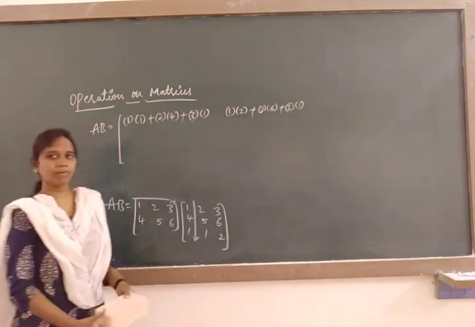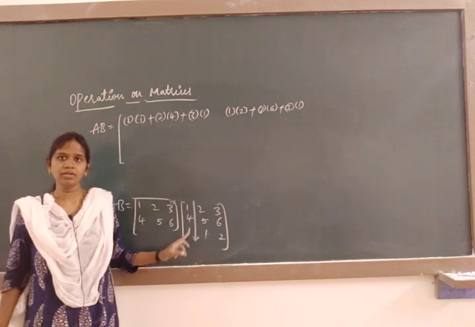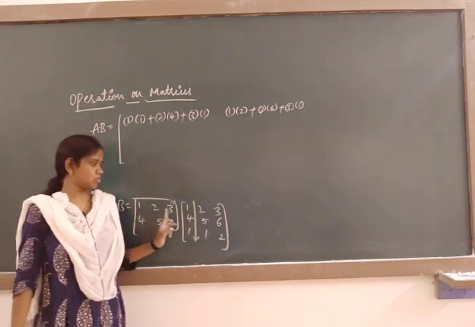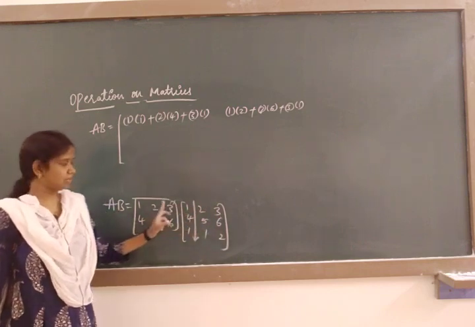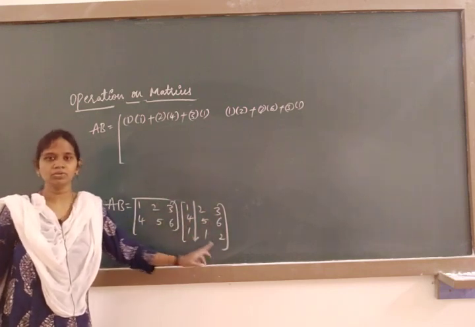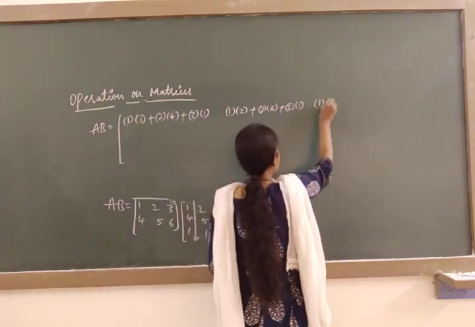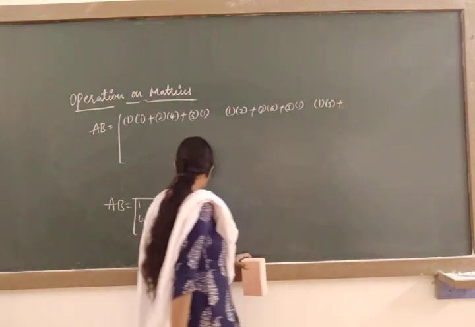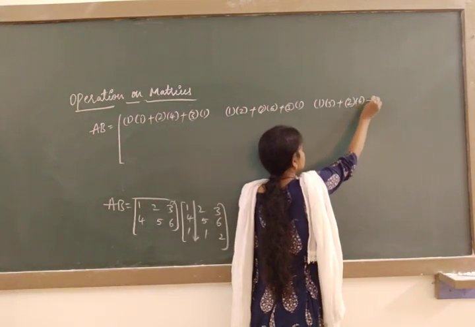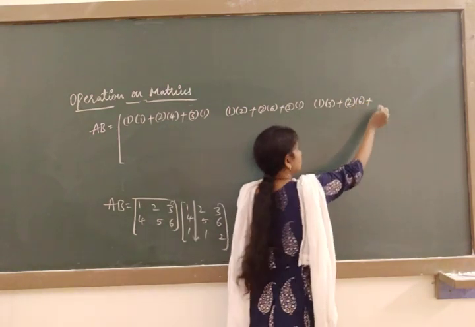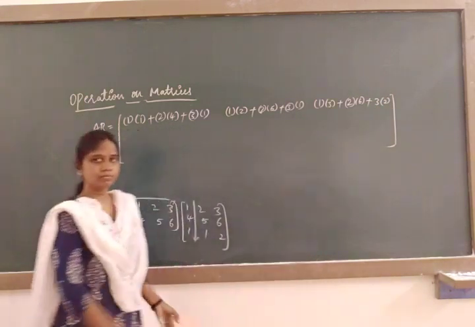Okay. How to multiply? 1 into 1 plus 2 into 4 plus 3 into 1. Next will be 1 into 2 plus 2 into 5 plus 3 into 1. Next will be 1 into 3 plus 2 into 6 plus 3 into 2. So in this way you have to multiply.